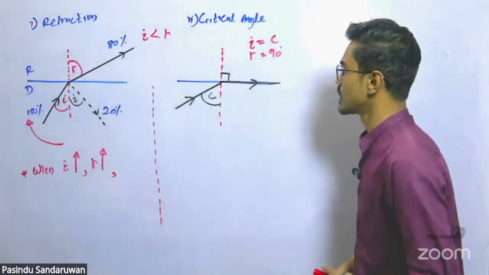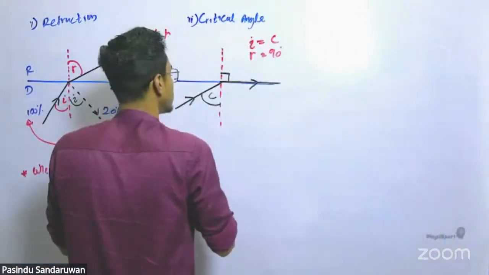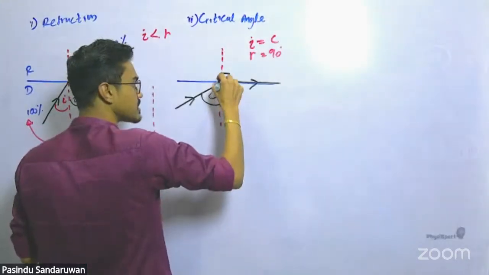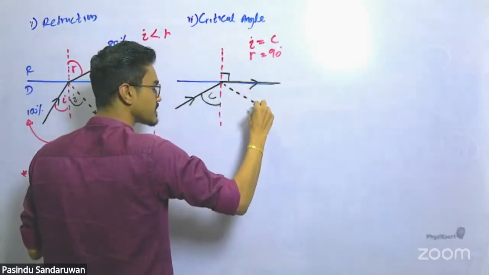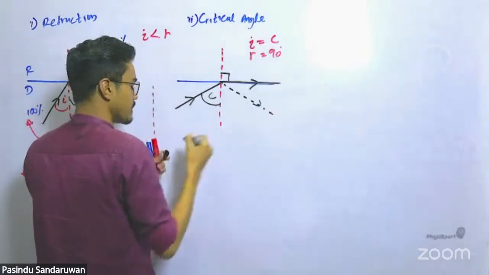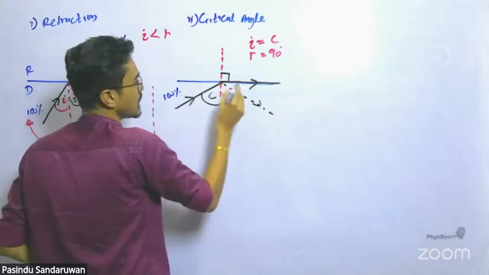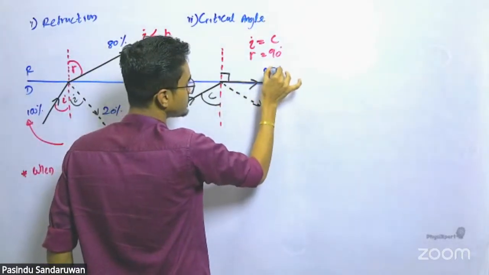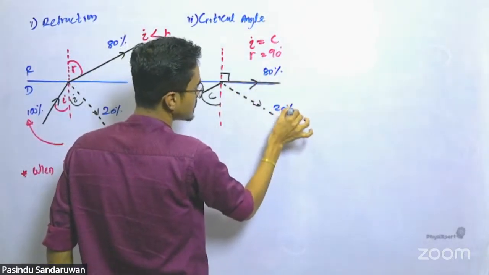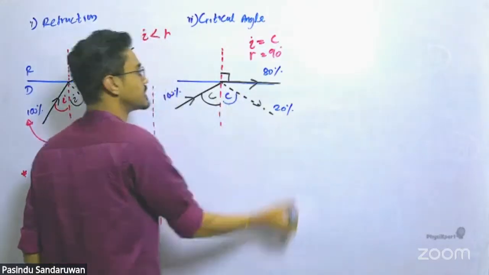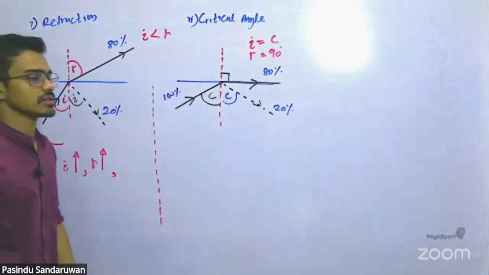Still, if I draw the partial reflection, it is still there. The 100% is here, 80% is refracted, and 20% is still reflected here, with this C. That is called the critical angle.